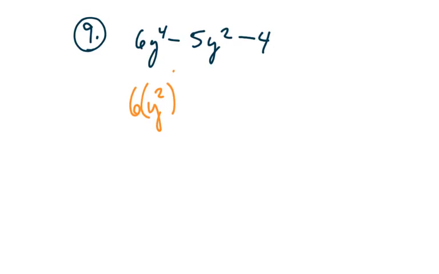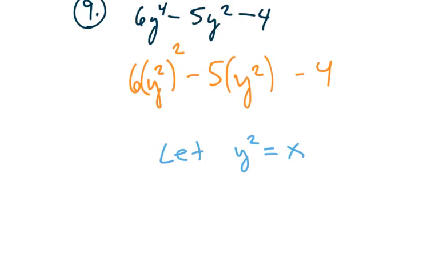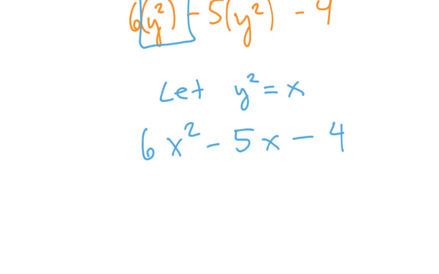But what I'm going to do is first rewrite it as such. So actually what I'm going to do is say let y squared equal x. Now this is kind of a strange move here, but this is legit, right? Rewriting this as y squared squared, that is equivalent to y to the fourth. The reason we do this is that when I rewrite it and I get 6x squared minus 5x minus 4, that is a lot easier to work with.